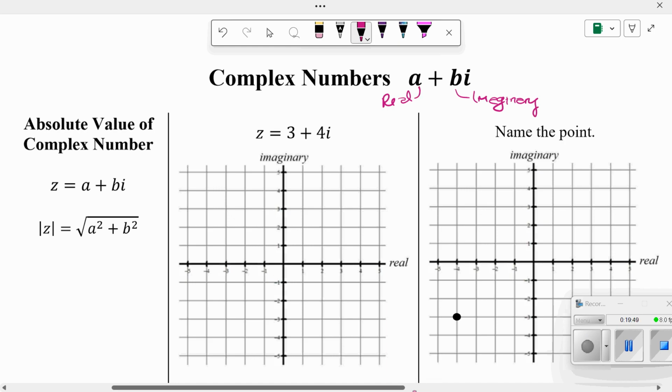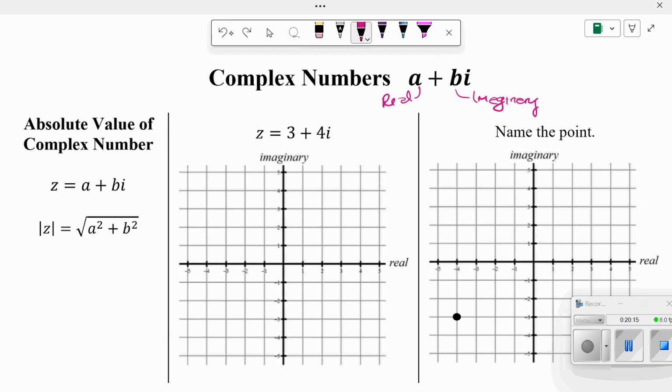So a is the real part, b is the imaginary. Normally on an XY axis, this would be x and this would be y up here. But when we're dealing with complex numbers, it's x and i. It works exactly the same way as x and y did, except now it's real and imaginary. So that's what our axes are when you're getting ready to plot. It makes it super easy to do these.